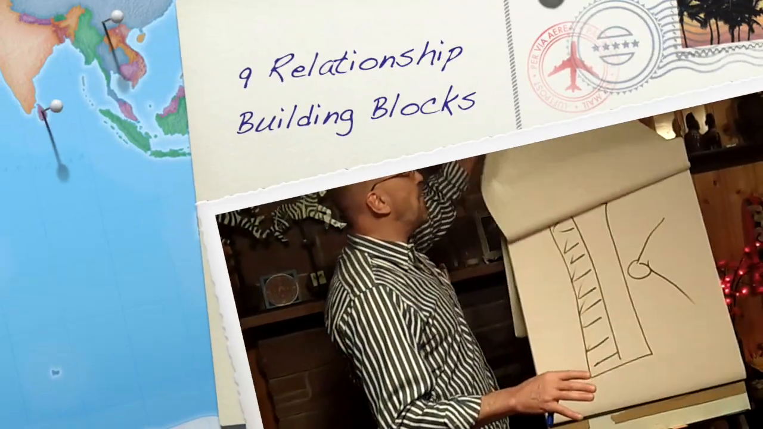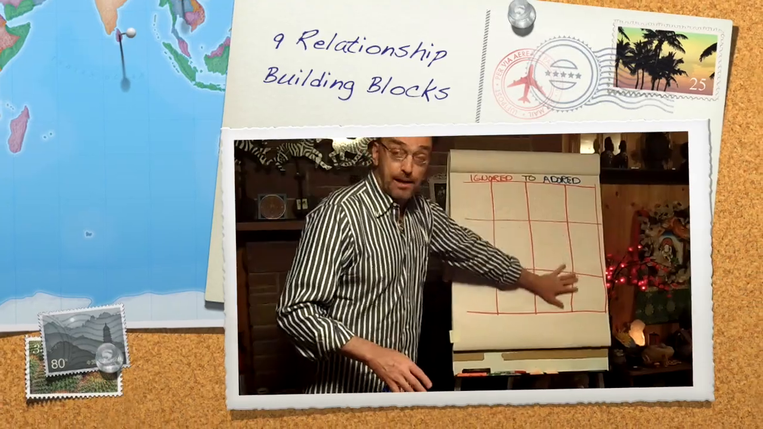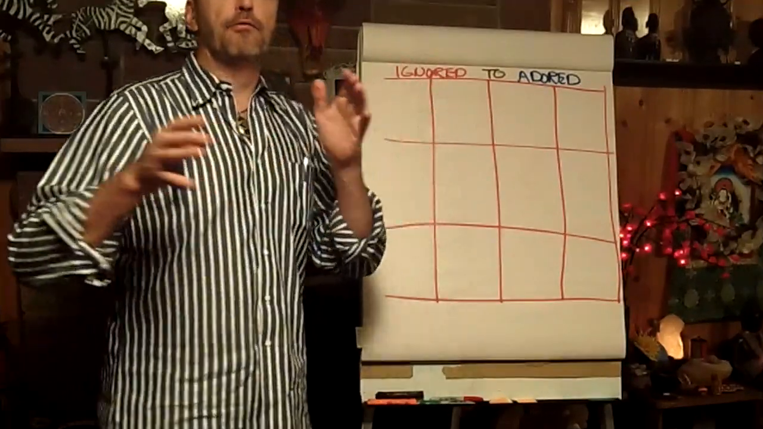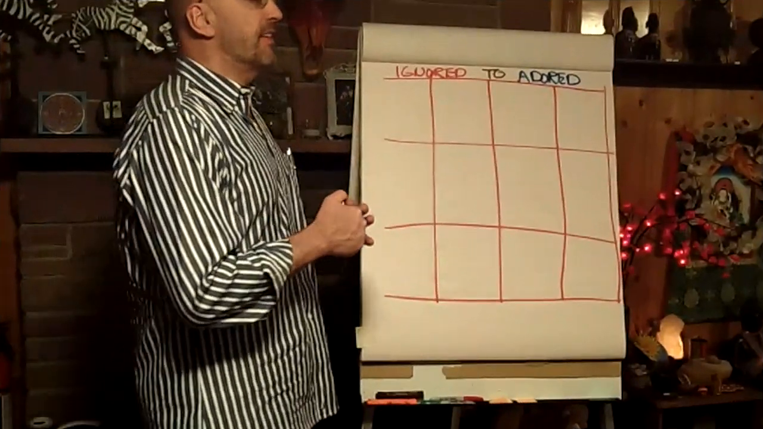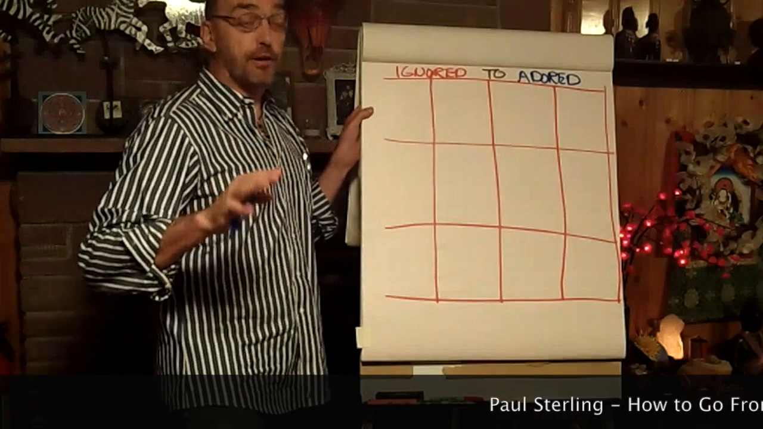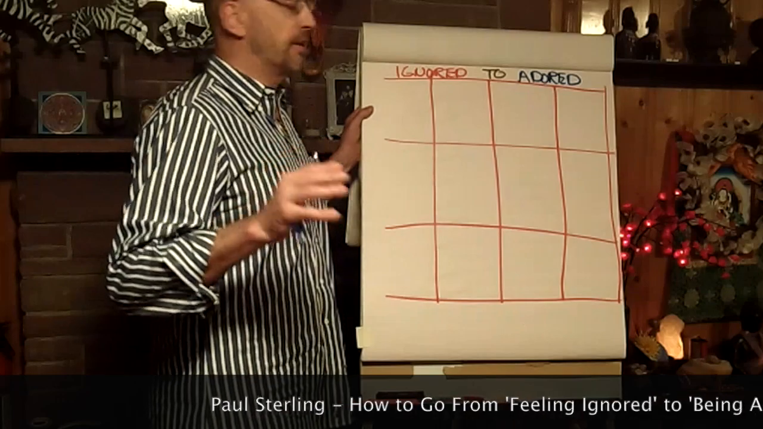What I want to do now is take you through the 9 different blocks here, and we're going to look at what the system of relationships is. So you might want to grab a pen and paper. This is not designed to be complete or include everything, but it will give you a good foundation of what to look for and look out for in relationships.